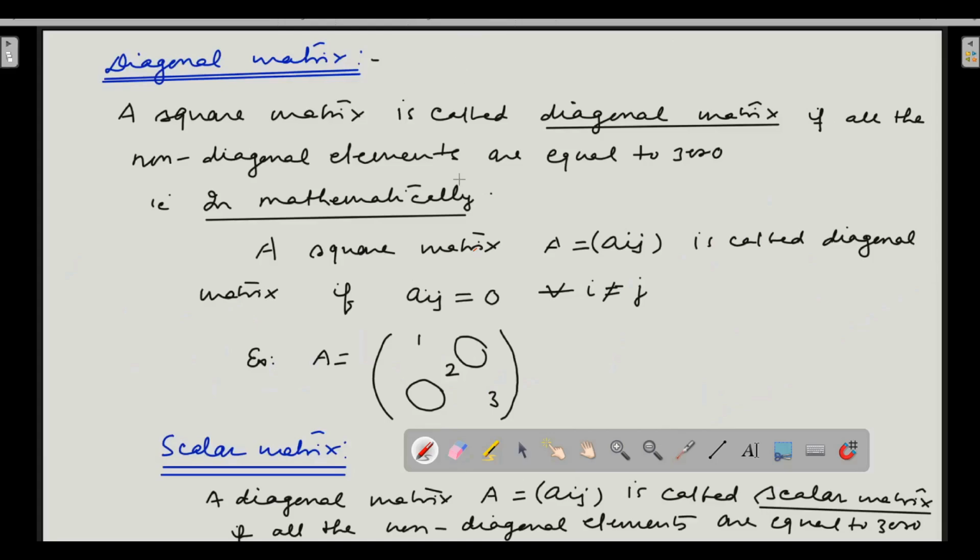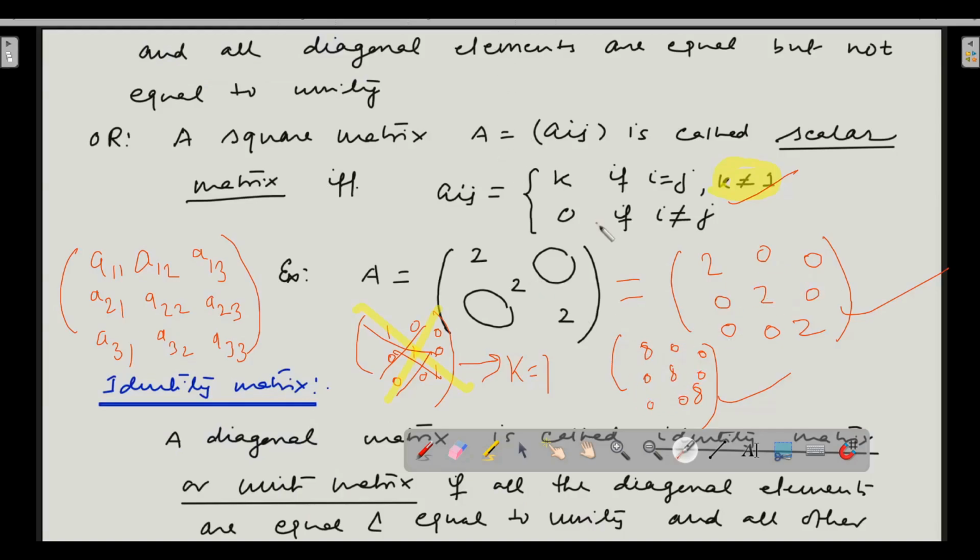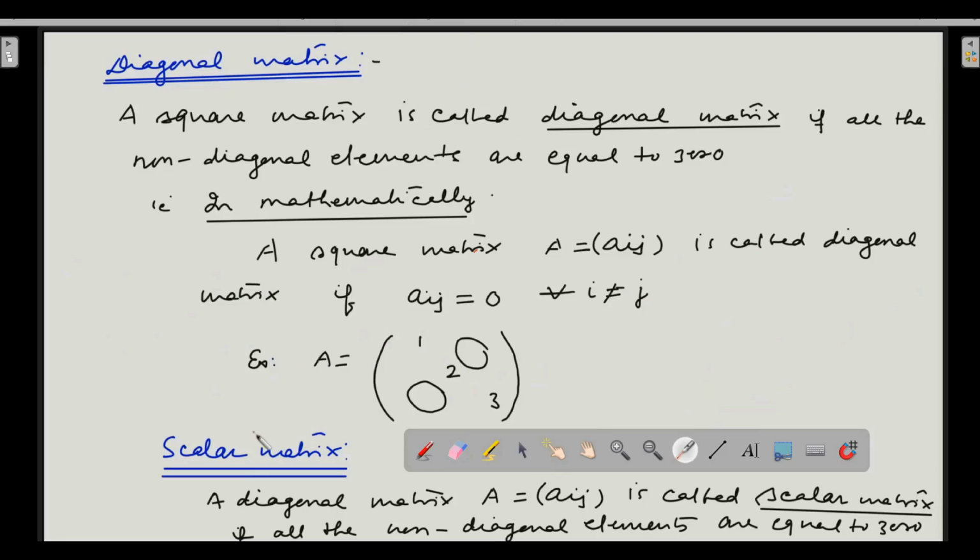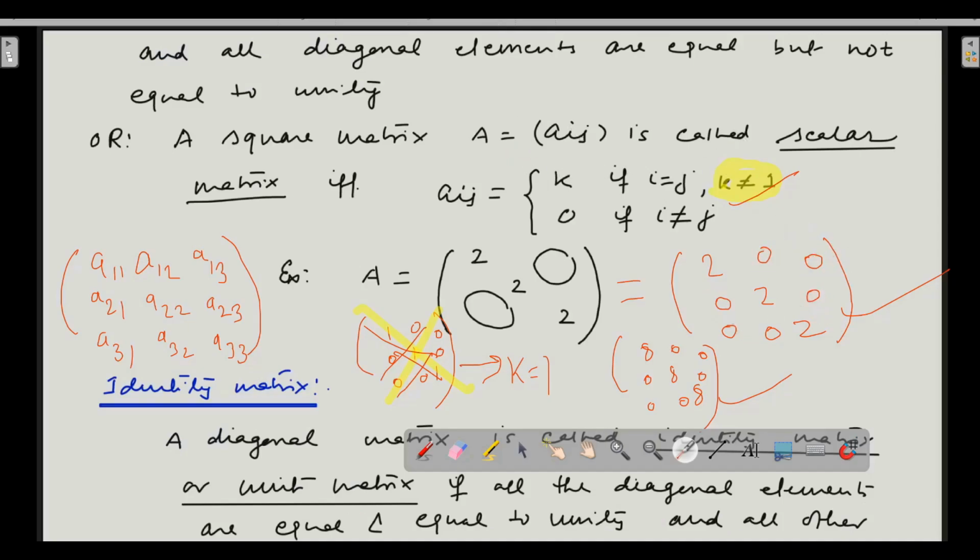Now let us have a look at the definition of scalar matrix. What does the definition want to say? A diagonal matrix A equal to Aij is called scalar matrix if all the non-diagonal elements are equal to 0, and all diagonal elements are equal but not equal to unity. I have already told you in the previous lecture what a diagonal matrix is, so no need to tell it once again. So this particular case is not covered.